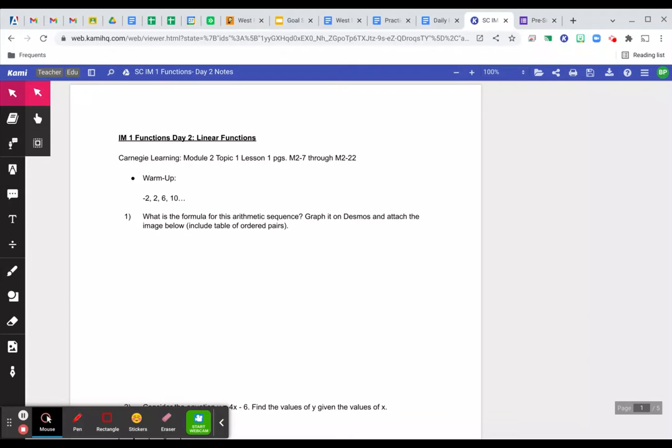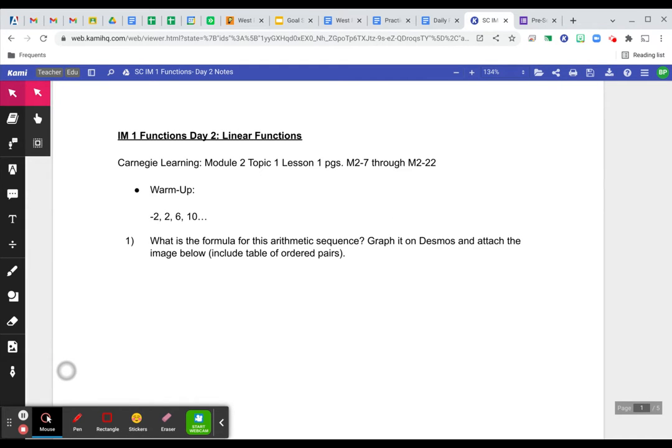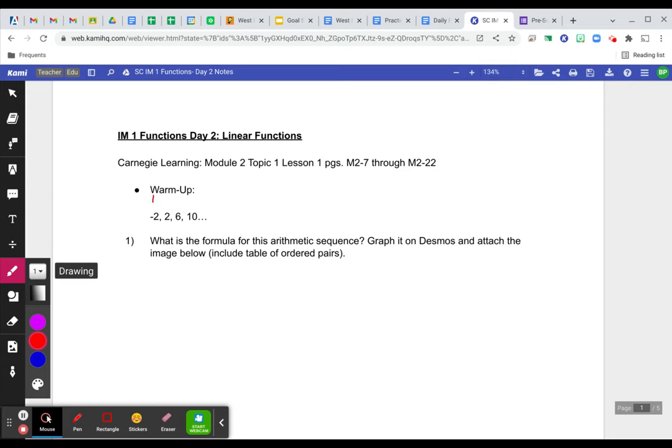Alrighty guys, we are looking at the day 2 IM1 Functions notes. We're going to continue talking about linear functions. So our warm up here, we have the sequence -2, 2, 6, and 10. So what we've got here is our first term, our second term, our third term, and our fourth term. If we wanted to, we could work backwards, just get in that habit of determining that 0th term.